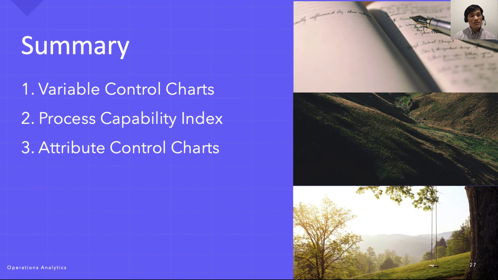The third thing is the attribute control chart. We learned the P chart and the C chart. The C chart is pretty straightforward. The P chart is also not difficult. You just need to use a different formula to construct the statistical process control chart and also process capability.